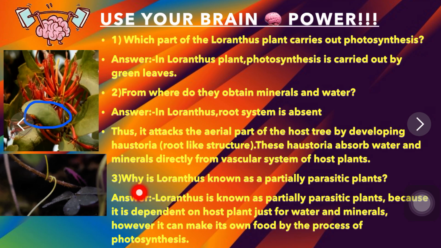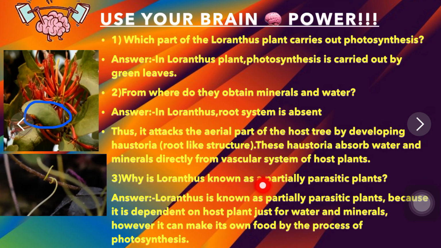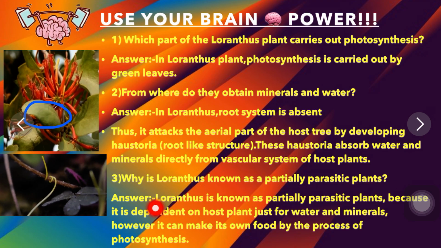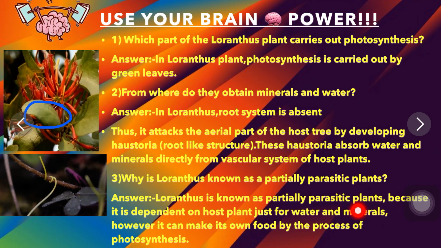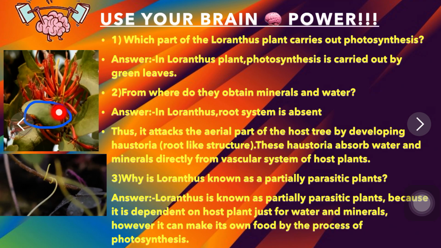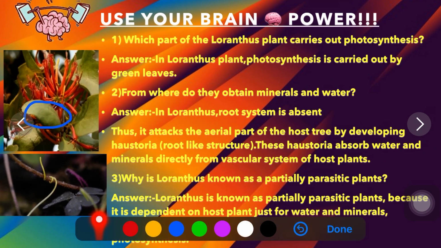And the last question, why is Loranthus known as a partially parasitic plant? Here is the answer. Loranthus is known as a partially parasitic plant because it is dependent on the host plant just for water and minerals. However, it can make its own food by the process of photosynthesis.